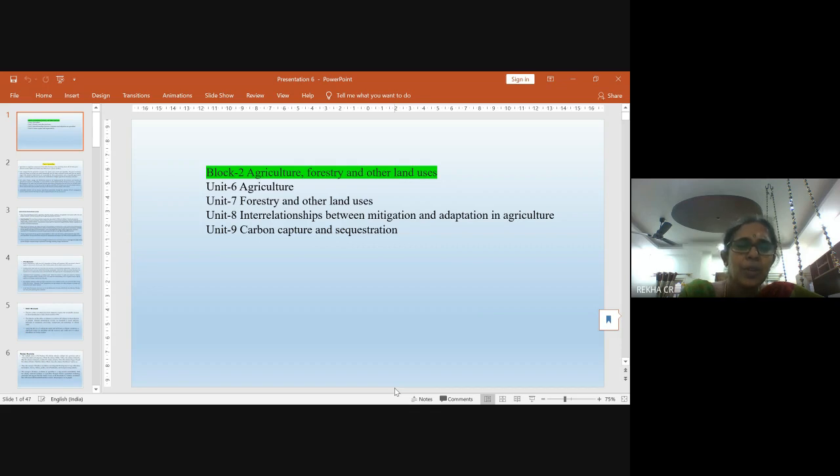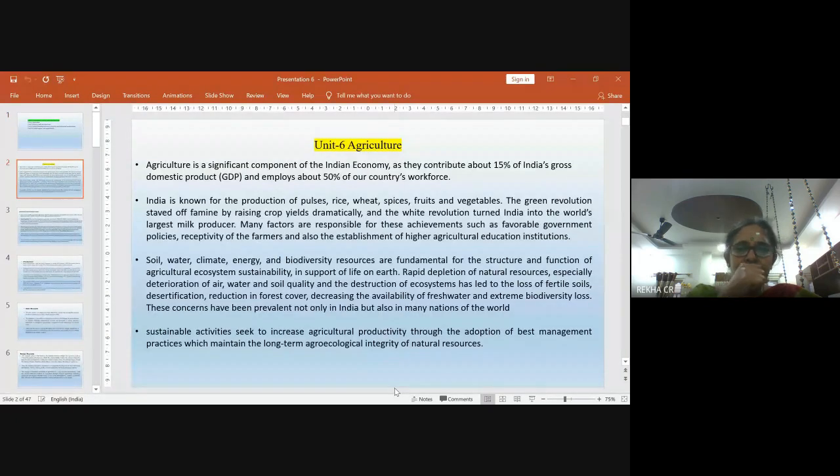Here also you have four units, unit 6, 7, 8, and 9. Unit 6 deals with agriculture. Unit 7 deals with forestry and other land uses. Unit 8, the interrelationships between mitigation and adaptation in agriculture. Unit 9 is carbon capture and sequestration. One by one, we will take the units. So first, let us take up unit 6, that is agriculture.